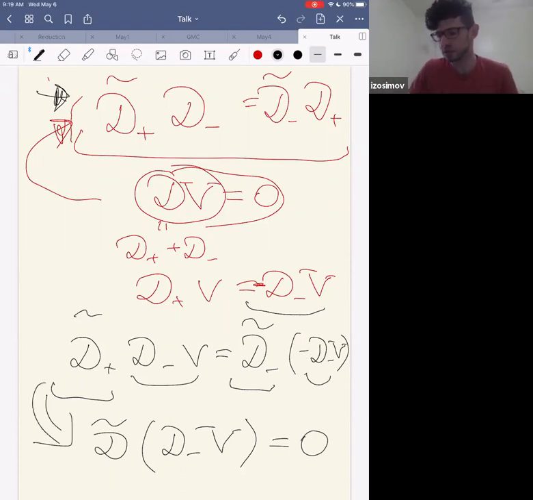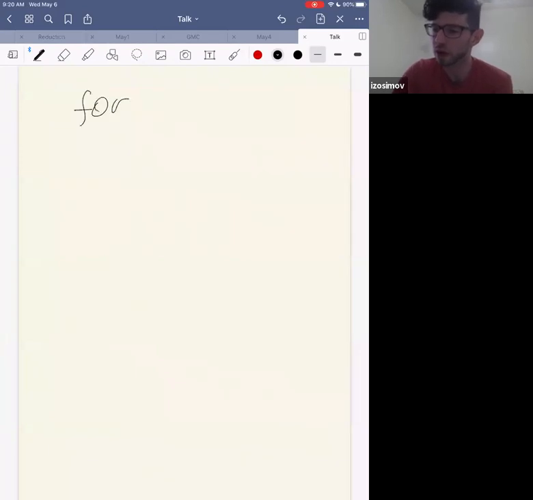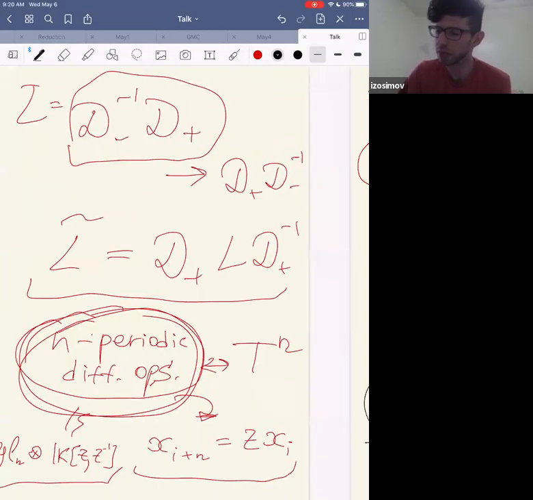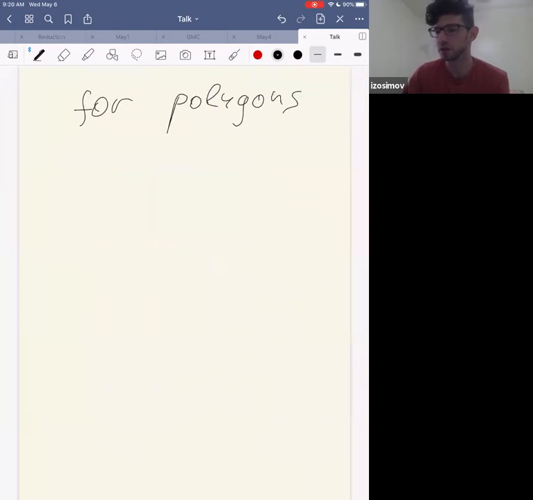And this is telling us what this operator D tilde is, because D tilde annihilates D minus v. So this means that for polygons, our map, which is a multi-valued map on difference operators, acts on the level of polygons as follows: v goes to D minus v. So this is our map on the level of polygons. And now it's easy to see that this is exactly the pentagram map.